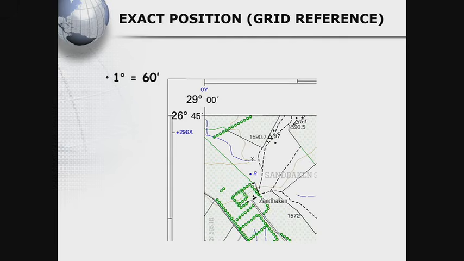We know that 1 degree is equal to 60 minutes. 1 degree contains 60 minutes. And remember that the minute here is a unit of distance, not a unit of time. It's a unit of distance, right?